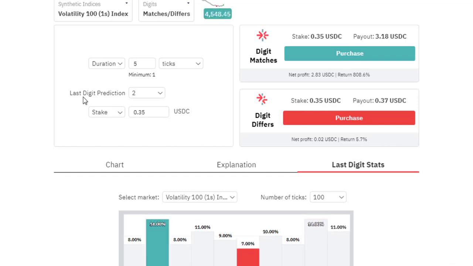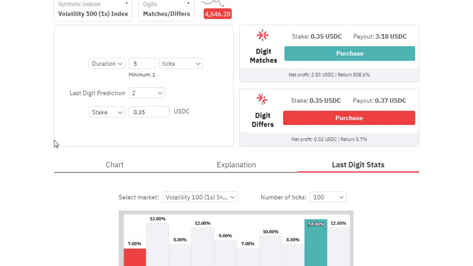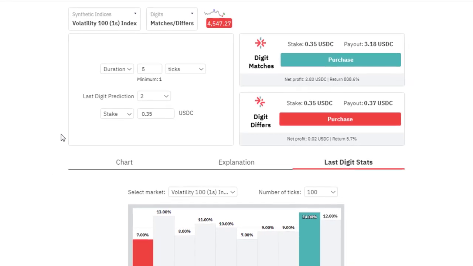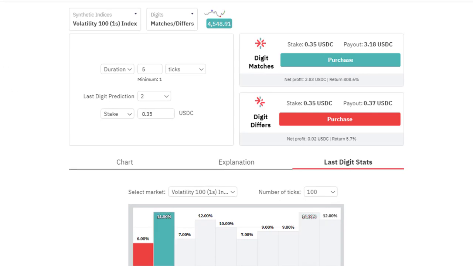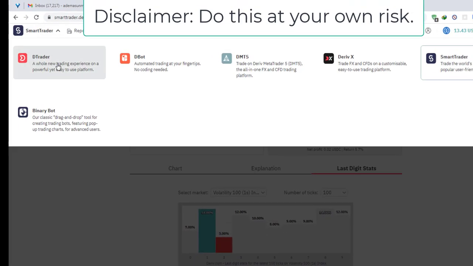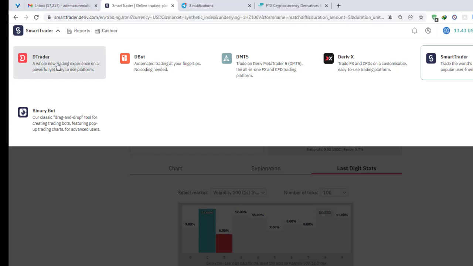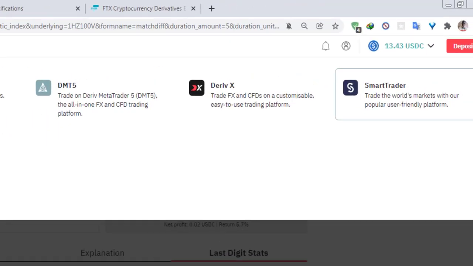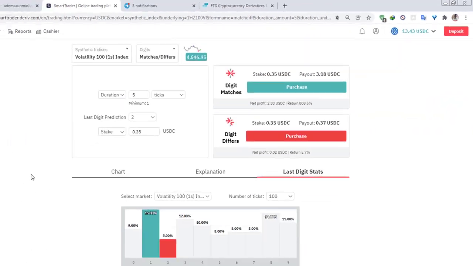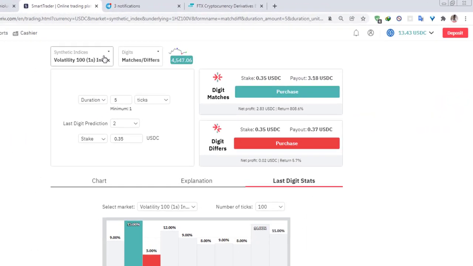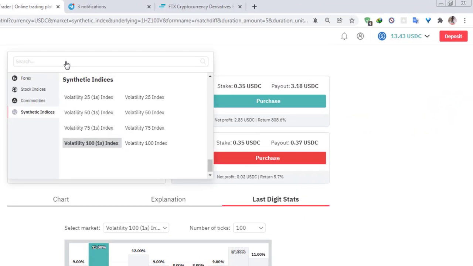Alright, I want to show us another way that might work for us to make some profit. Actually, if you want to make some profit, this is another way. Now you come here, so this should be in the trader. We are using the web version, so you go to smart trader. After that you get this, so you come here to select any volatility you want.